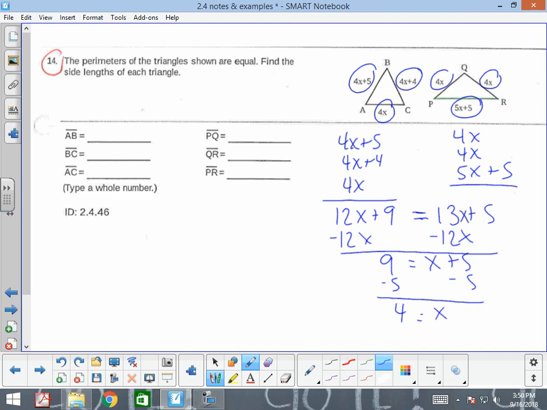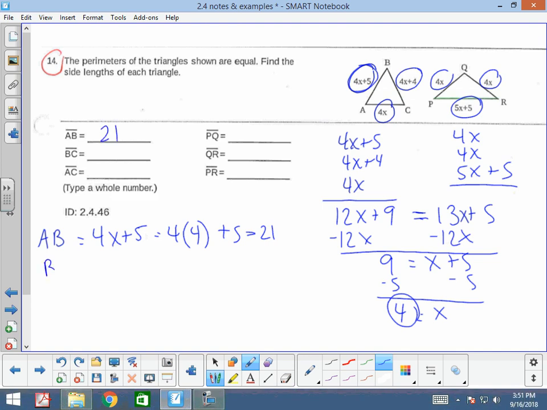Now, they don't want to know that x equals 4. They want to know what AB, BC, AC, PQ, QR, and PR are going to be. So AB from A to B is 4x plus 5. So I'm going to take the x out and put what I found x to be, which is 4. So 16 plus 5 is 21. So AB is 21. BC, between B and C, is 4x plus 4. So that's 4 times 4 plus 4. So that's 20. So BC is 20.